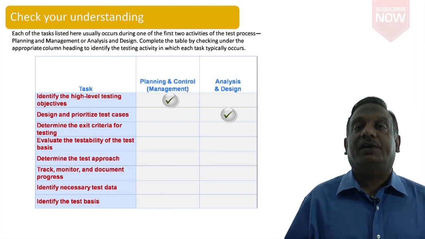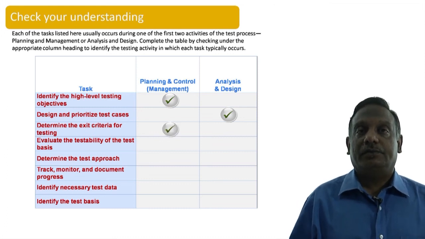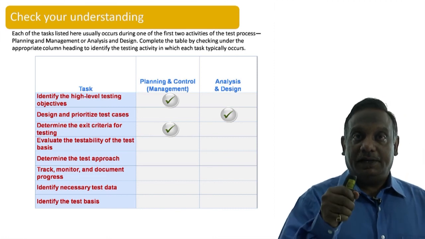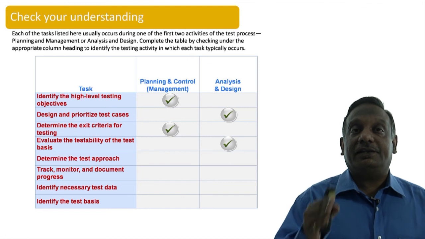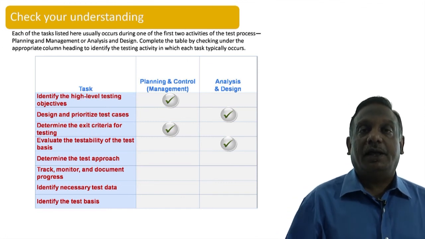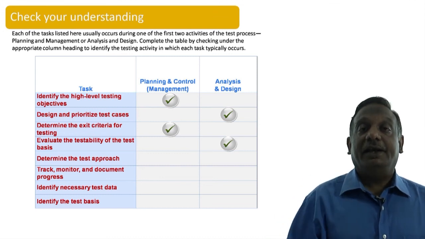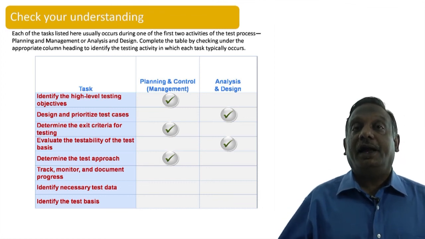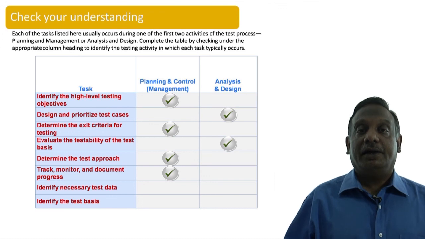Determining the exit criteria for testing. When will it be done? It will be done at the time of planning and control. Evaluate the testability of the test basis. When is it done? It is done in the analysis and design phase. Determine the test approach. Is it a planning and control task or an analysis and design task? It is a planning and control related task. Track, monitor and document progress. This task is related to planning and control, and specifically it is a control task.